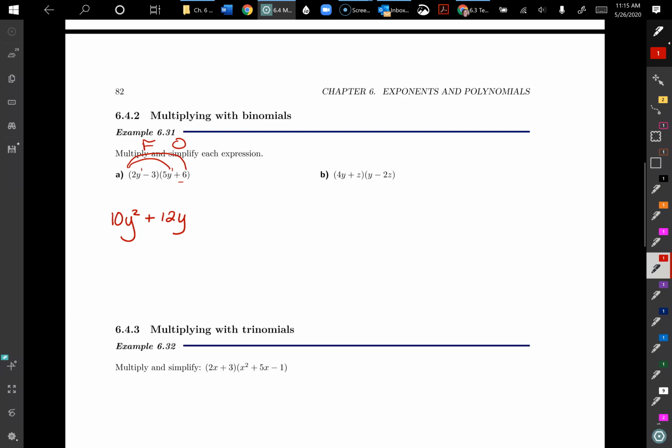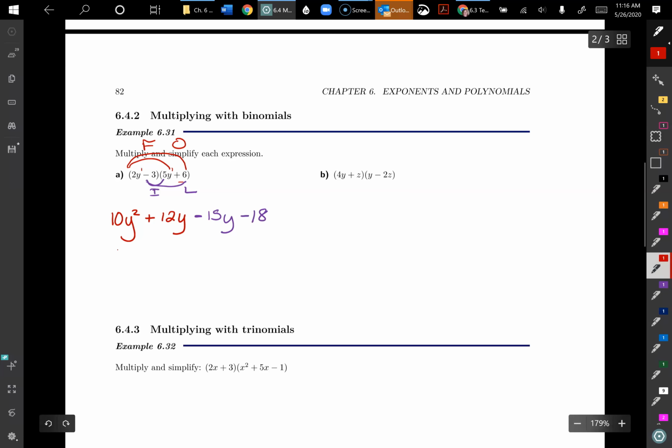Now I'm going to use a different color here, and I'm going to do my insides. That's what we call that. So I would have -3 times 5y is minus 15y. And then I'm going to do the last on each binomial. And that is -3 times 6, which is going to be a minus 18.